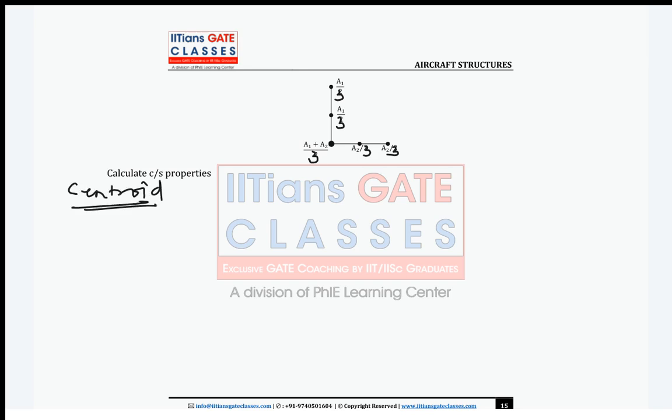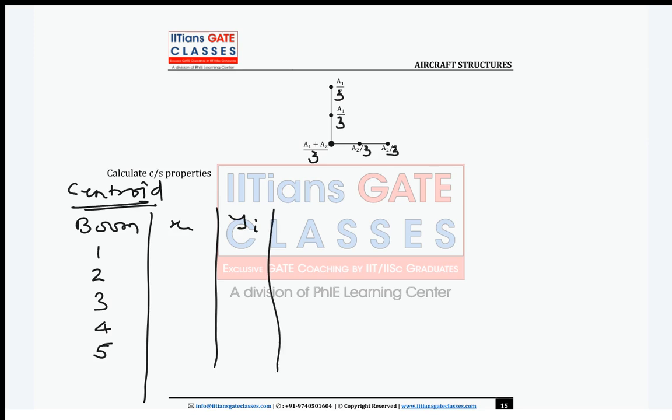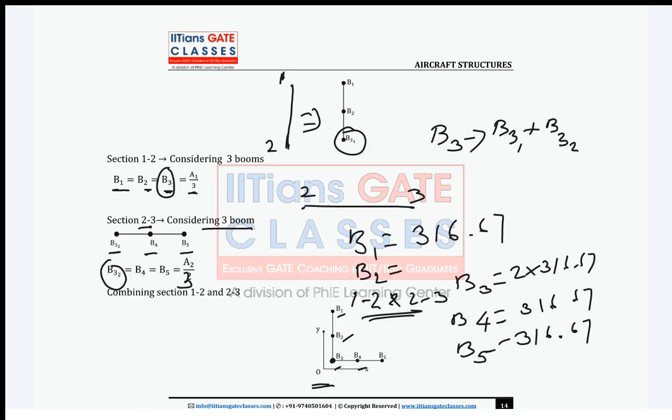Okay, centroid. So how do you find the centroid? Now here, instead of sections, you will have booms. So you have boom 1, 2, 3, 4, 5. Now what is your xi and yi? Again guys, you have to fix the reference position. My reference is still the same, which is 5 distance up and down from boom 3. That means the coordinate of B3 is 5 comma 5.